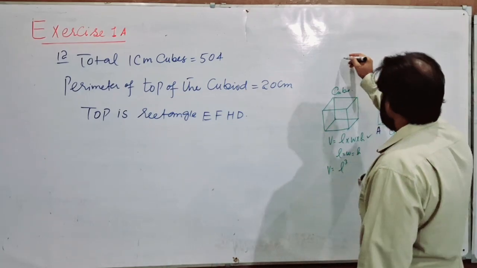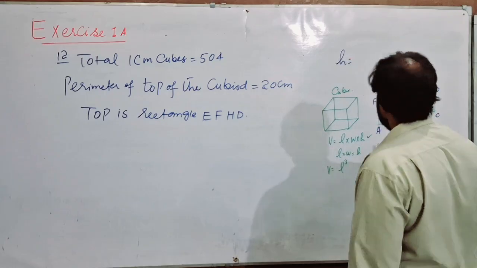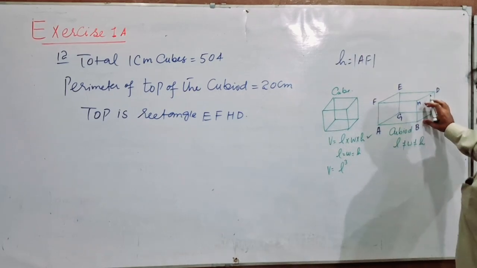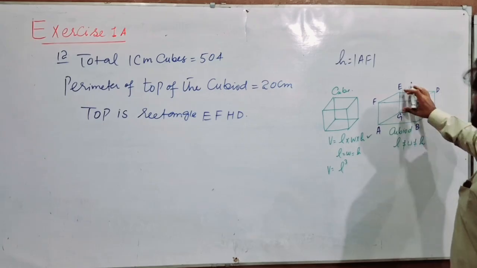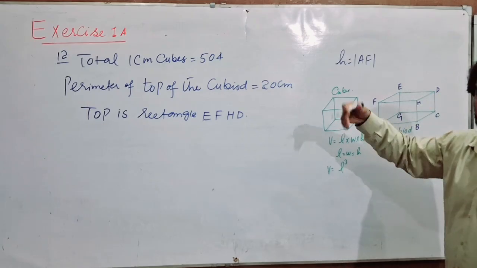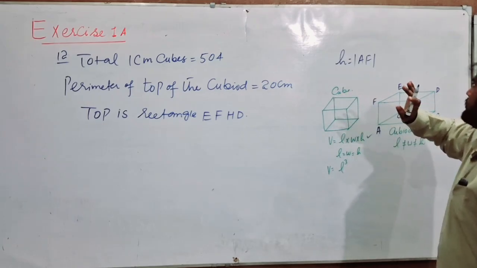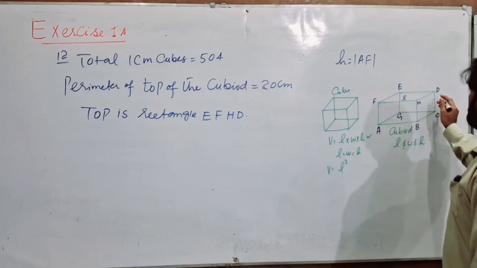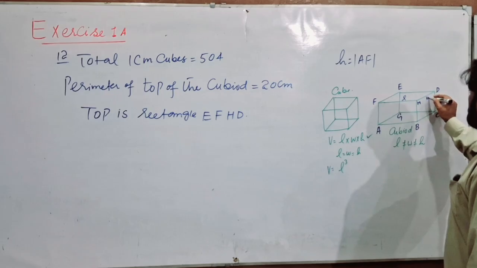Let the height of the cuboid be H, which is given by AF, or you can say HB, or you can say CD, or you can say GE. All of these represent its height, and this is given by H. The side FH is length, and HD is width.